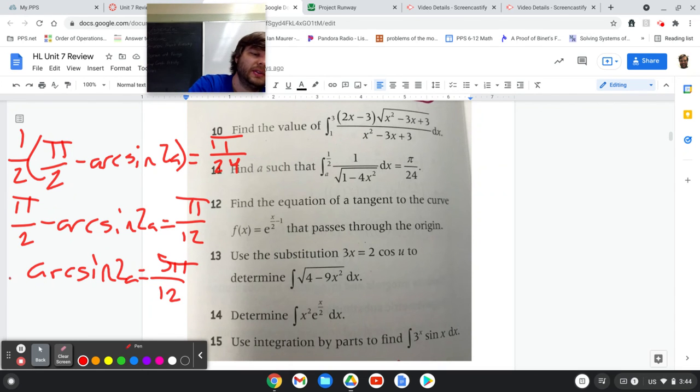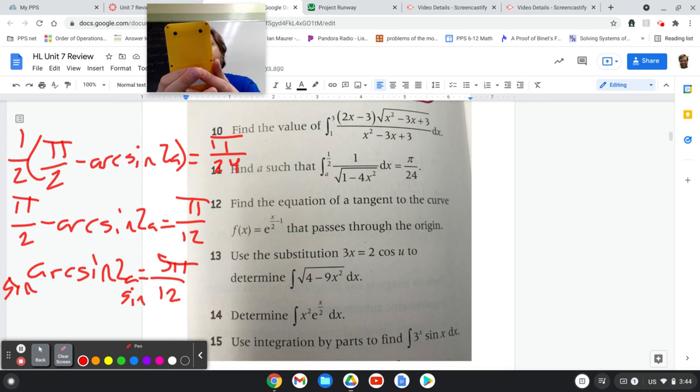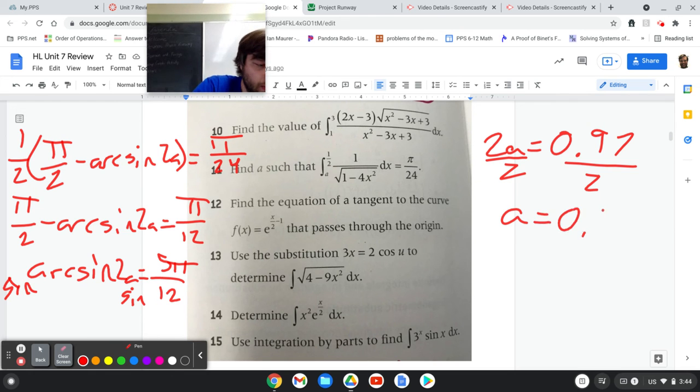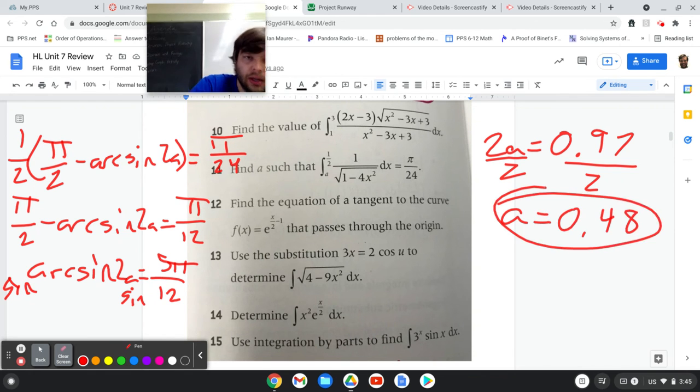So I do the sine of the left side and I do the sine of the right side. I'm going to grab a calculator here, make sure it's in radian mode. I'm going to go sine of 5 pi over 12. That gives me some big nasty decimal. So I have 2a equals 0.97, dividing by 2, giving me a equals 0.48. And that should be good.